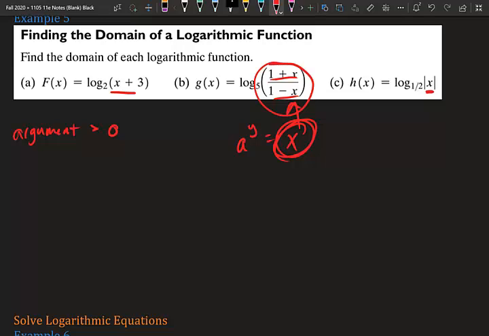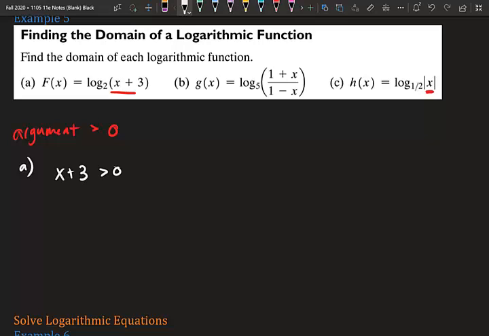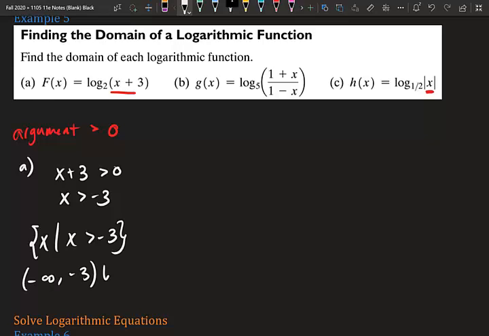So we know that exponents never equal a negative number. So since exponents never equal a negative number, we have to know what makes the argument greater than 0. So that's what we're going to do. For part A, we're going to set the argument greater than 0. So x plus 3 is greater than 0. So we have to have x is greater than negative 3. So we can write our answer as x such that x is greater than negative 3. Or we can write it in interval notation, negative infinity, negative 3, union, negative 3 to infinity.